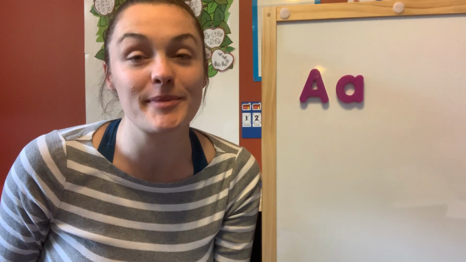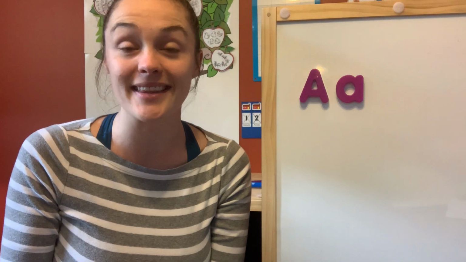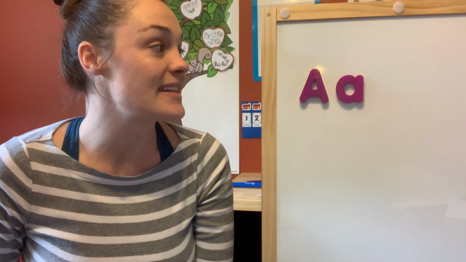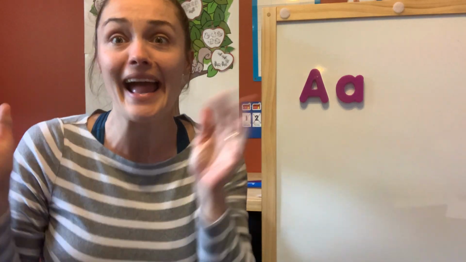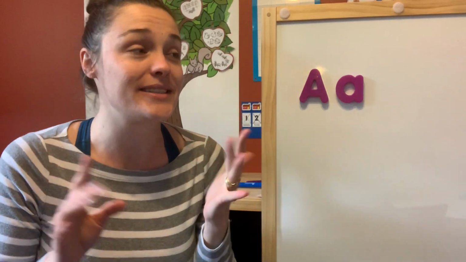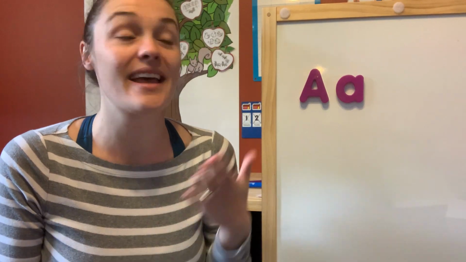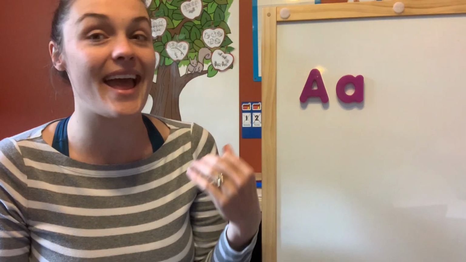So a vowel is a special letter because it makes 2 sounds. It says its name, unlike other letters, and it says another sound. So A says ah, like you're really scared of something. Ah! So it says ah, and it also says A. So it has 2 sounds, ah and A.